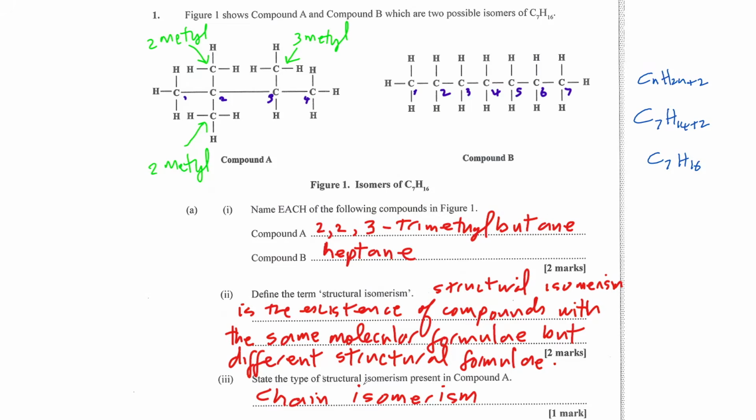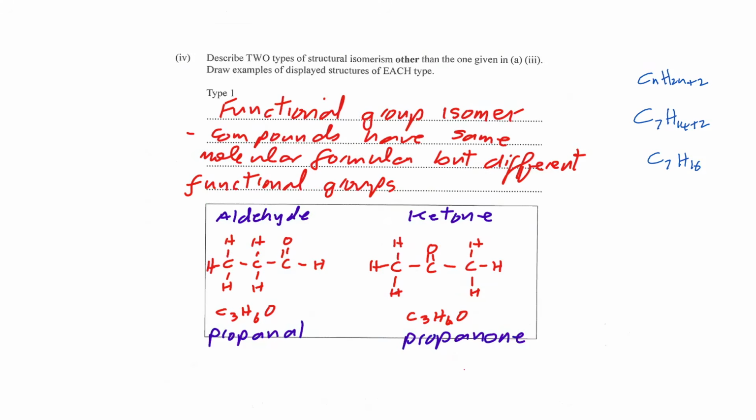State the type of structural isomerism present in compound A. Well, as you can see, all we shifted around was the carbon atoms. Therefore, it is chain isomerism. A part 4. Describe two types of structural isomerism other than the one given in A part 3. Draw examples of displayed structures of each type.